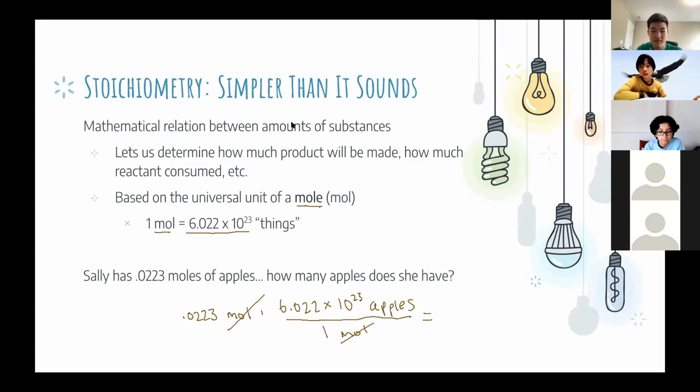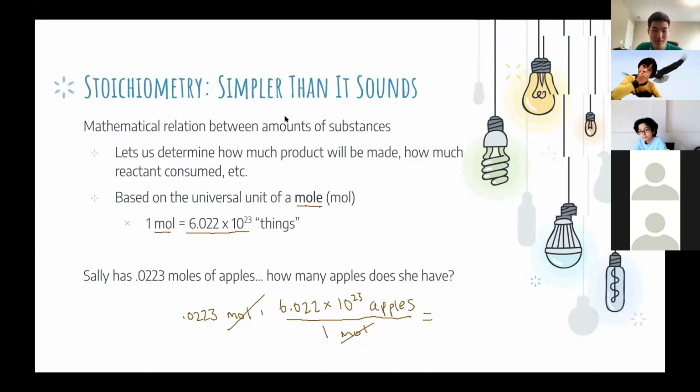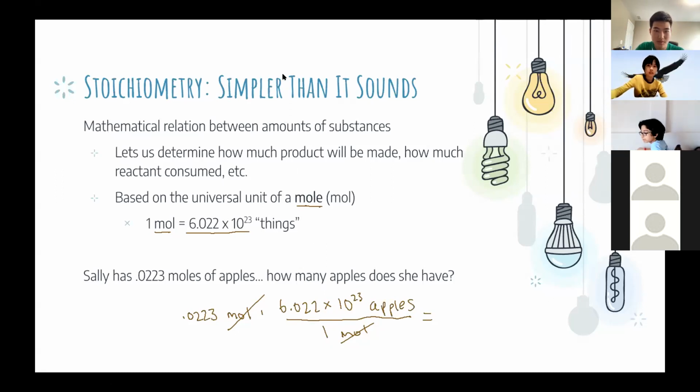3. Yeah, nice. You took a long time writing that out, huh? But yeah, you are right in that it's that many apples. But since we're dealing with chemistry here, we're going to go with sig figs and scientific notation. So we have 1.34 times 10 to the 22nd apples. So that's kind of how you would deal with moles and molar mass, but we'll get into that.